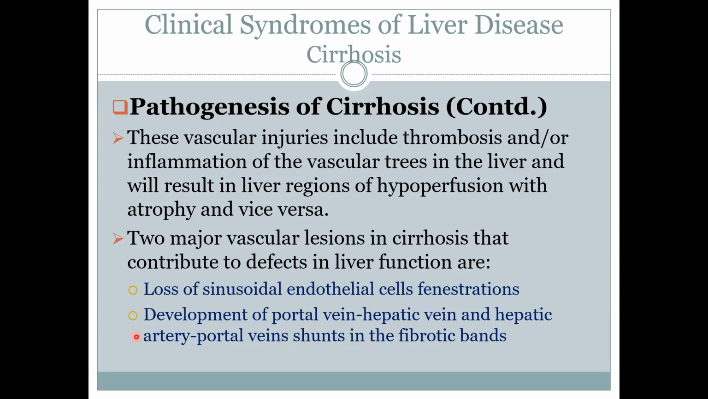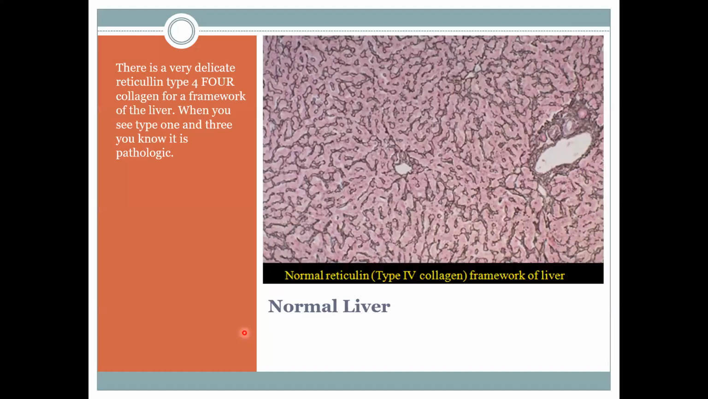Now, that's very important, especially this one right here. Now you're putting an arterial system into the venous system. What happens to the venous system in this case? The pressure in the venous system is going to increase. And that's going to be an added factor why those patients develop portal hypertension, because of these shunts that are present in the fibrotic veins.